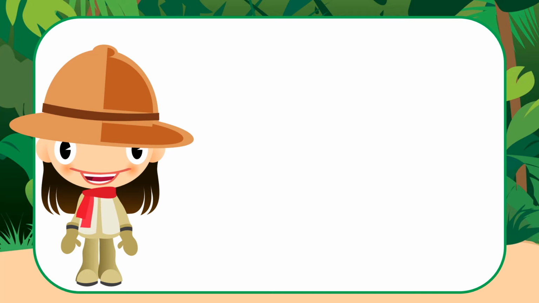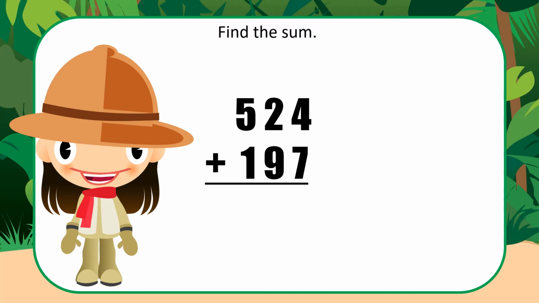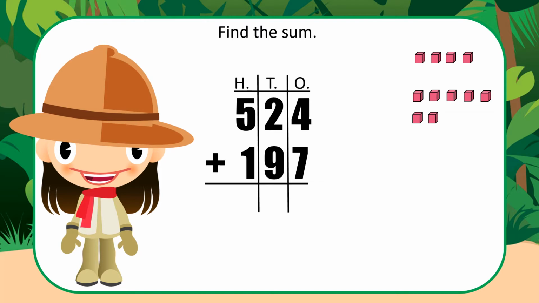Let's do another example. Find the sum of 524 and 197. You know what we have to do first. Put up those columns. This is going to make sure that we don't skip any columns if we have to regroup. We always begin in the ones column where we have 4 ones and 7 ones. 4 ones plus 7 ones gives us 11. Now, 11 is still more than 9, so that means that we have to regroup.